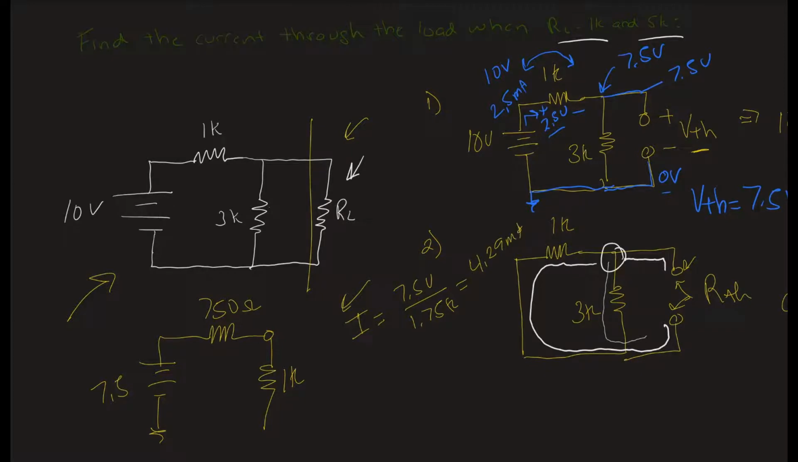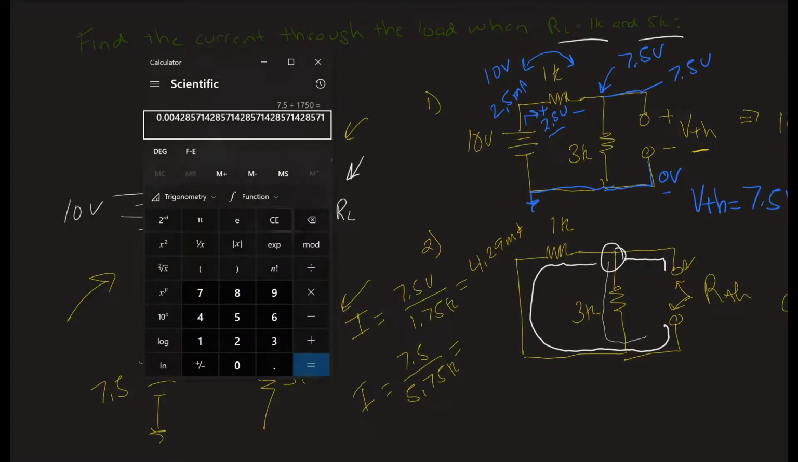If instead of 1K, the user bought some sort of external peripheral that was 5K, we would have I equal to 7.5 divided by 5.75K. And in that case, 7.5 divided by 5.75E3, we would have 1.30 milliamps.